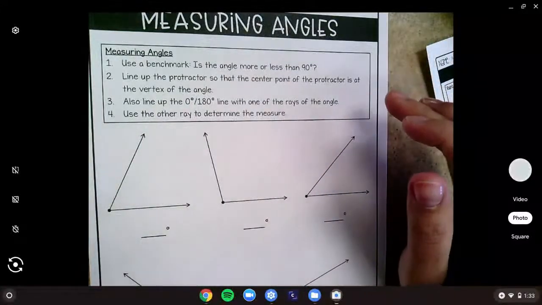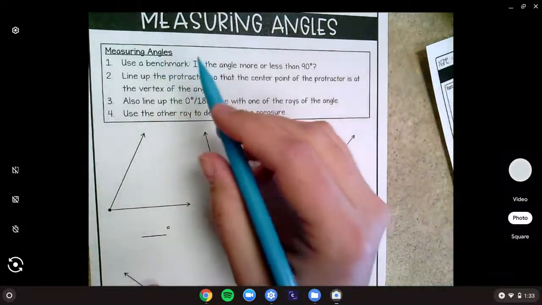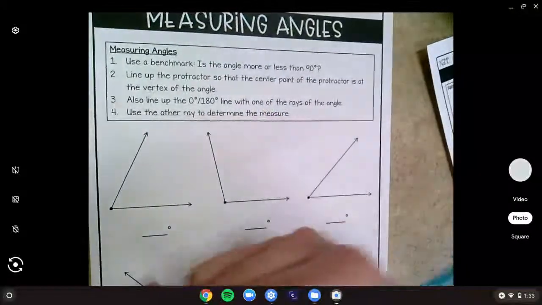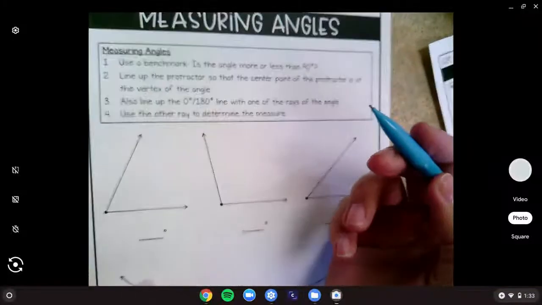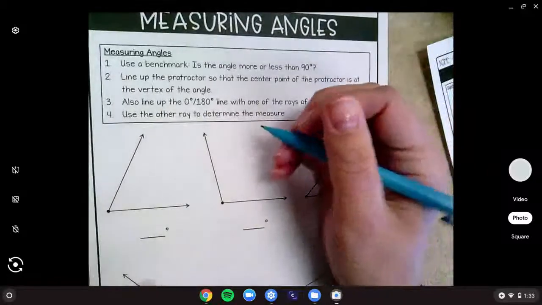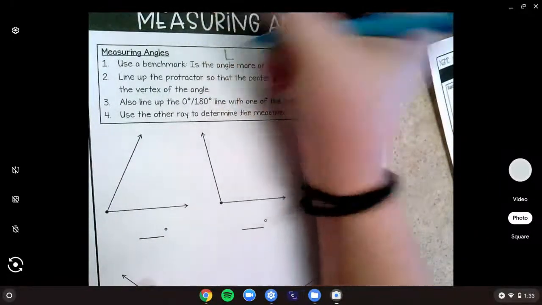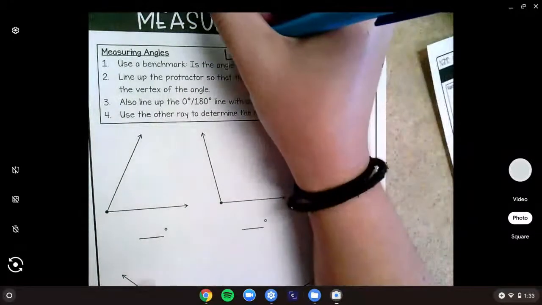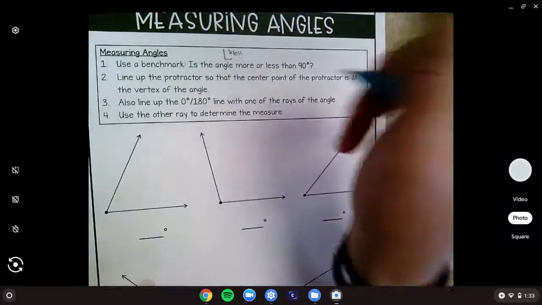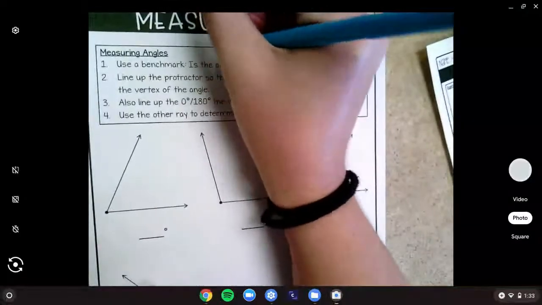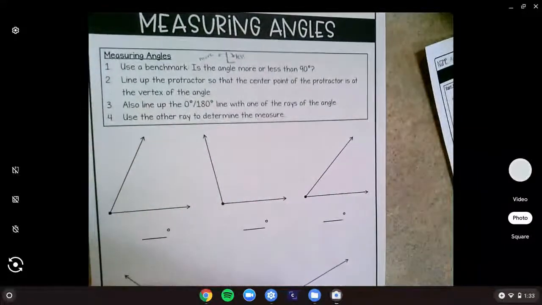All right, so there's a few simple steps when we're measuring. The first thing we want to do is use a benchmark, meaning think of an angle in your head. We want to think, is it more or less than 90? And we talked about 90-degree angles looking almost like the letter L. And we were thinking, was it less? Was it smaller than that L? Or was it more? Was it greater than it? Like it was kind of slanting sideways.